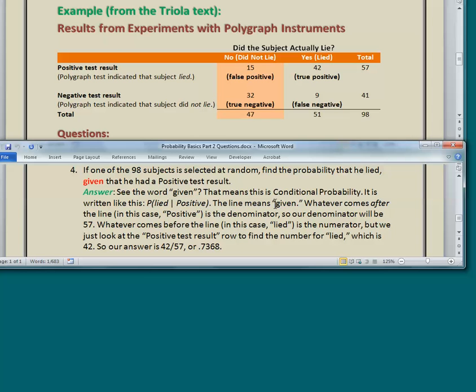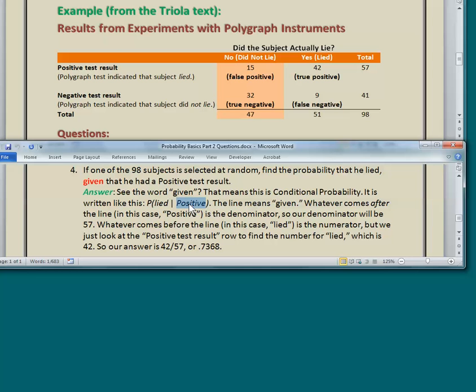The line means given. This is very important now. Whatever comes after the line, and in this case that's positive, you see the positive right there. Here's the line. Here's the word positive. Whatever comes after that is the denominator. I'm going to say that again. Whatever comes after the line is the denominator. So our denominator will be 57.